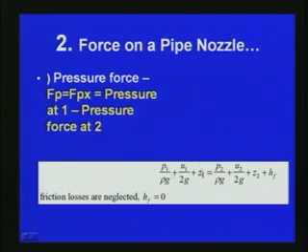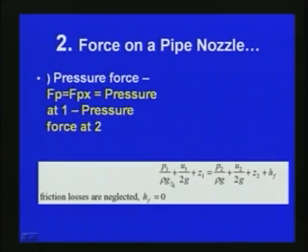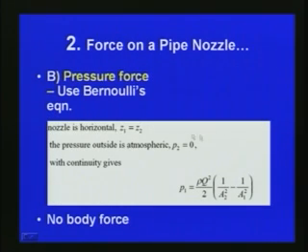By using the energy equation or Bernoulli's equation, with respect to section 1 and section 2, we can write P 1 by rho g plus U 1 square by 2 g plus Z 1 is equal to P 2 by rho g plus U 2 square by 2 g plus Z 2 plus H f, where H f is the losses due to friction. If we neglect the friction losses, then H f is equal to 0, so that we can write the pressure force from Bernoulli's equation.